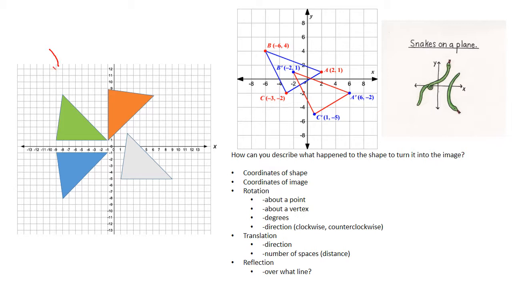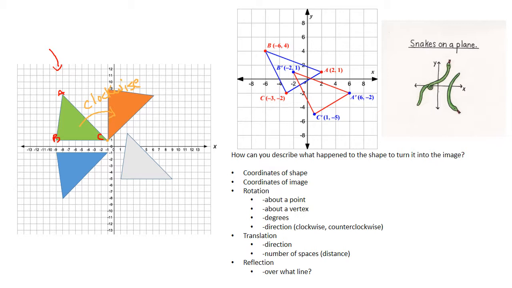This original shape, we'll call this ABC. Okay, so the green shape is my original shape. So the orange shape was a rotation, and they pinned it at point C. So you would say it's a rotation about point C. Is it going counterclockwise or clockwise? Okay, so it's going clockwise.